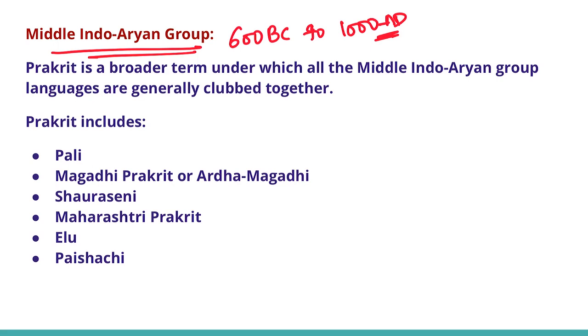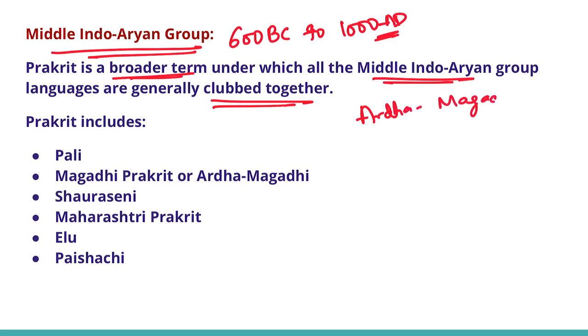So Prakrit is a broader term under which all the Middle Indo-Aryan group languages are generally clubbed together. So many languages such as Ardha Magadhi, Pali, Apabhramsa, they find their origin from Prakrit language. So Prakrit and Ardha Magadhi language were used in the Jain Agamas.